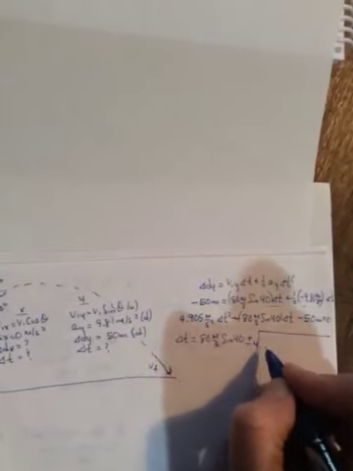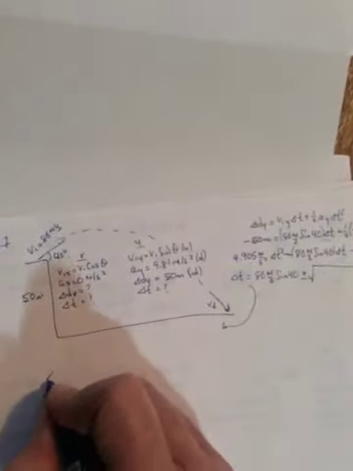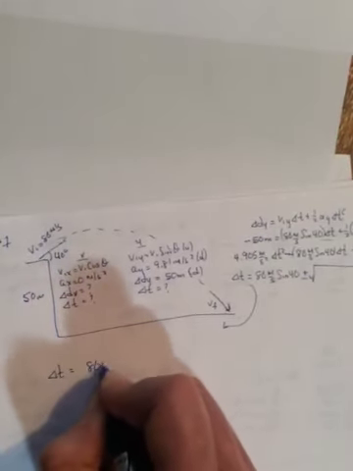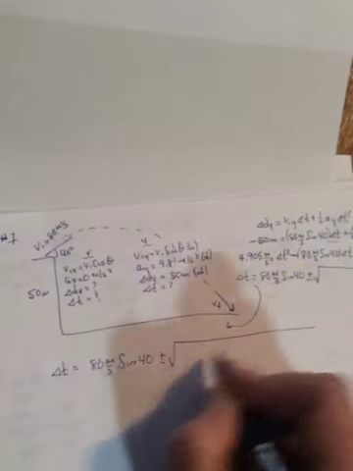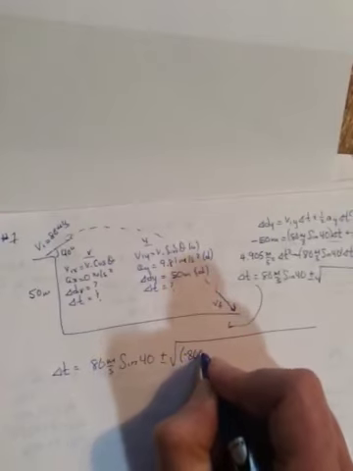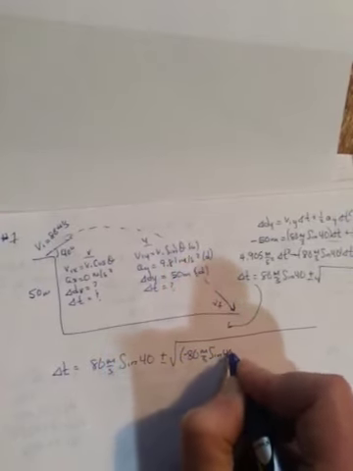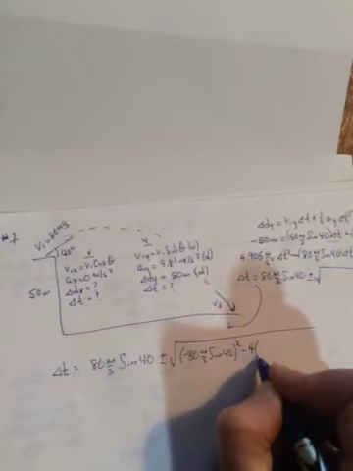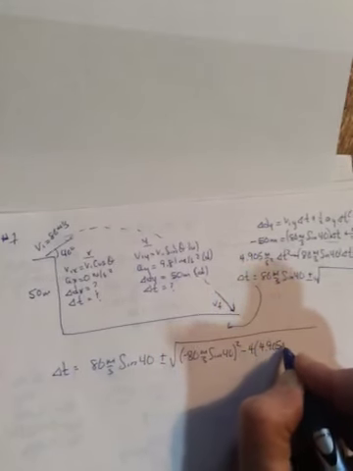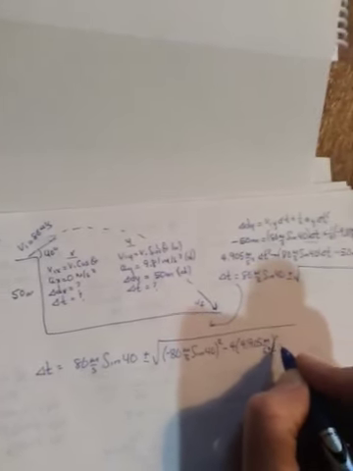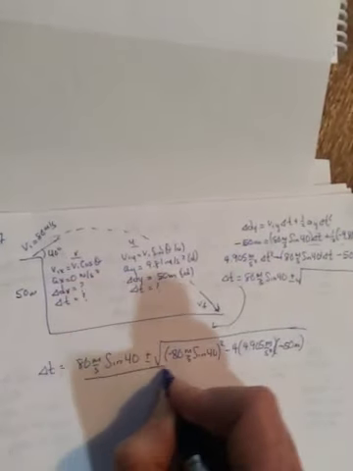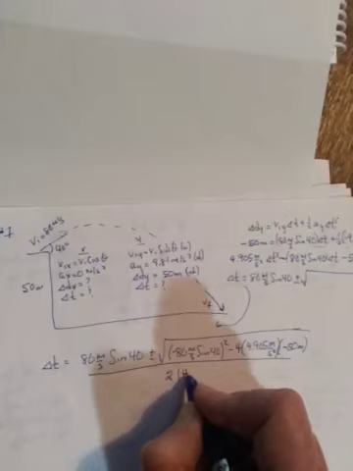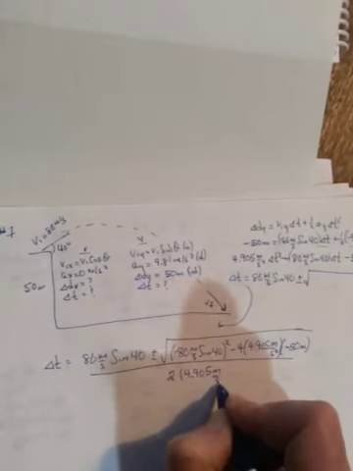No way I'm going to have enough room here. Let's just take it down here. Sorry about that. So delta t will equal 80 meters per second sine of 40 plus or minus the square root of b squared, so negative 80 meters per second sine of 40 squared, minus 4a, 4.905 meters per second squared, c, negative 50. And then all of it is over 2a, so 2 times 4.905 meters per second squared.